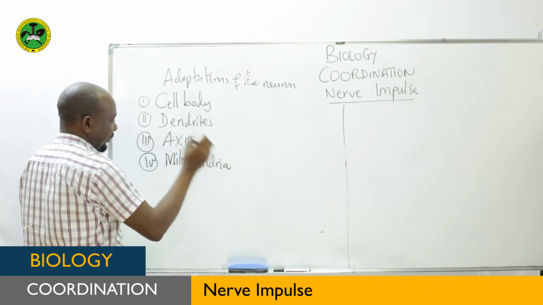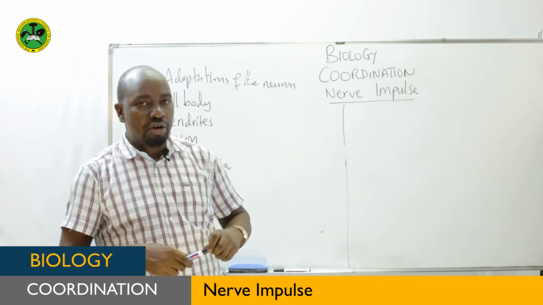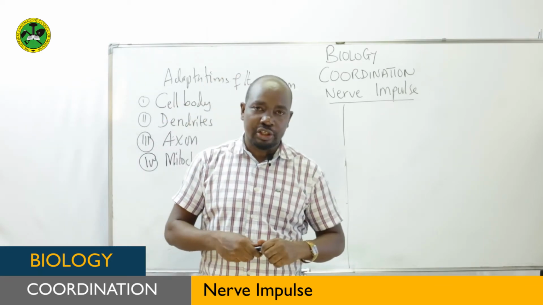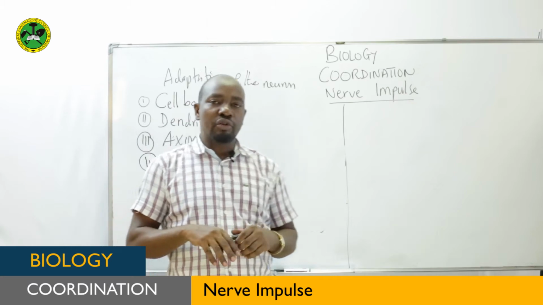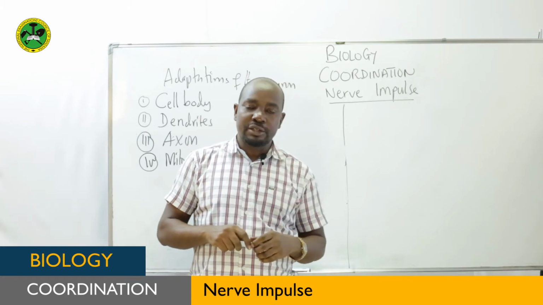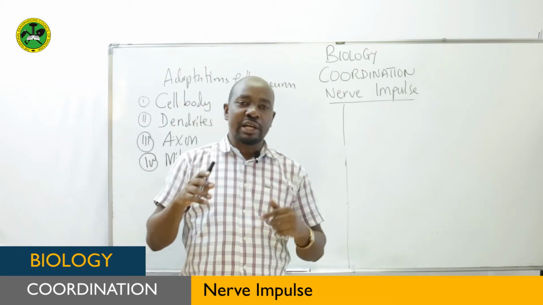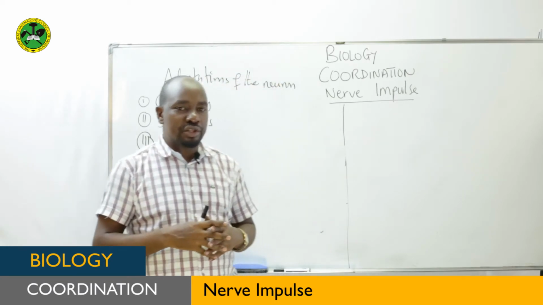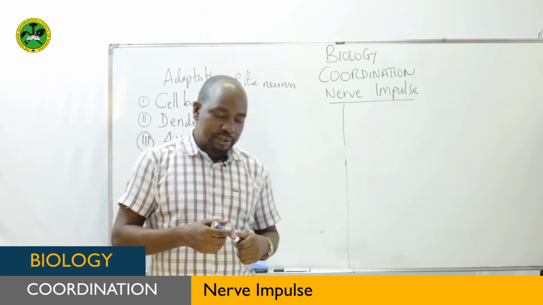They have many mitochondria. The mitochondria are the cell organelles whose major function is a site for respiration, where energy is synthesized. So having many mitochondria means there is efficient production of energy. And the energy is needed by the neuron for the active transport of ions, because there is ion exchange across the axon membrane, which is an active transport.